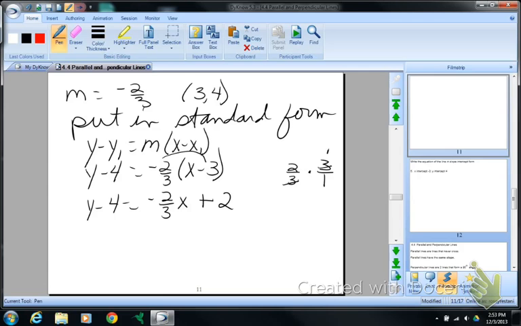Now, if the direction said to put in slope-intercept form, then I would add 4. But that's not what the direction said to do. What does it say to do? Put it in standard form. So what do I have to do first? Class, clear fractions. So I'm going to put each one over 1. And what am I going to multiply each term by? 3. 3. Very good.